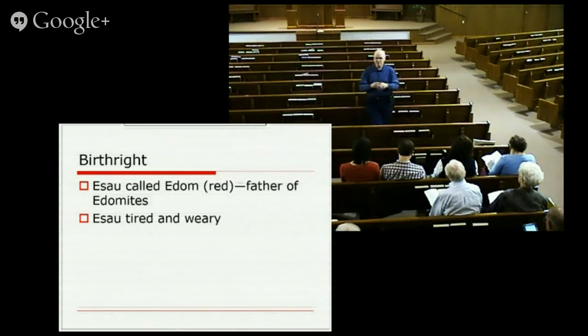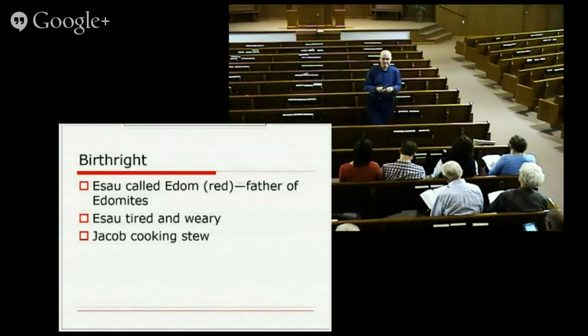He comes in from hunting, very tired and weary, didn't kill any game to come back and eat, and he says, I'm famished. I just can't make it anymore. I can't move. I'm going to die. I've got to have something to eat. Jacob's cooking stew when he comes back in, and Esau smells it and wants some.